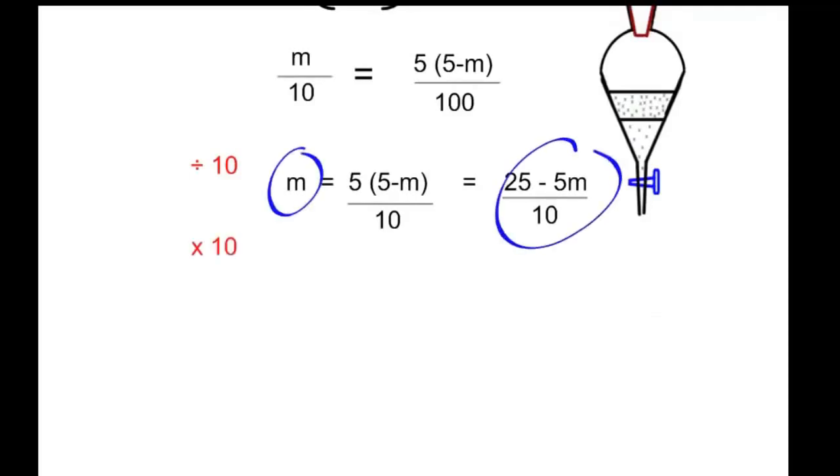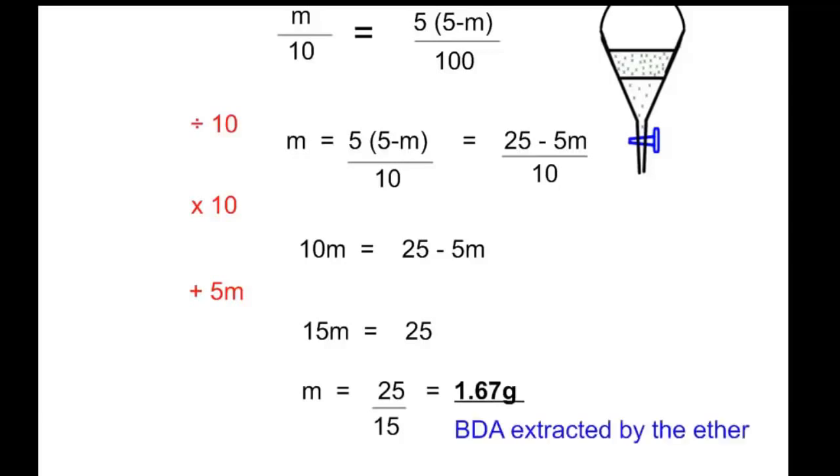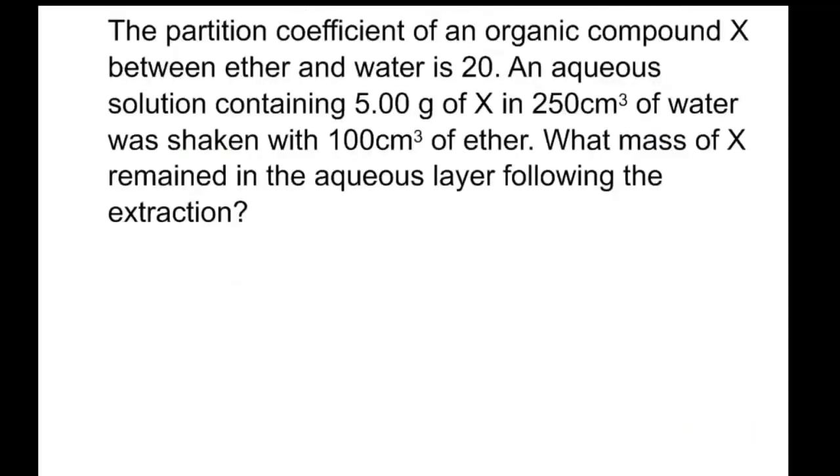Multiply both sides by 10, get rid of the 10 on the right hand side. So we have 10m equals 25 minus 5m. Add 5m to both sides. We end up with 15m equals 25. M is 25 over 15, which is 1.67 grams. 1.67 grams of the BDA extracted by the ether. Again, pause and have a go at this next question.